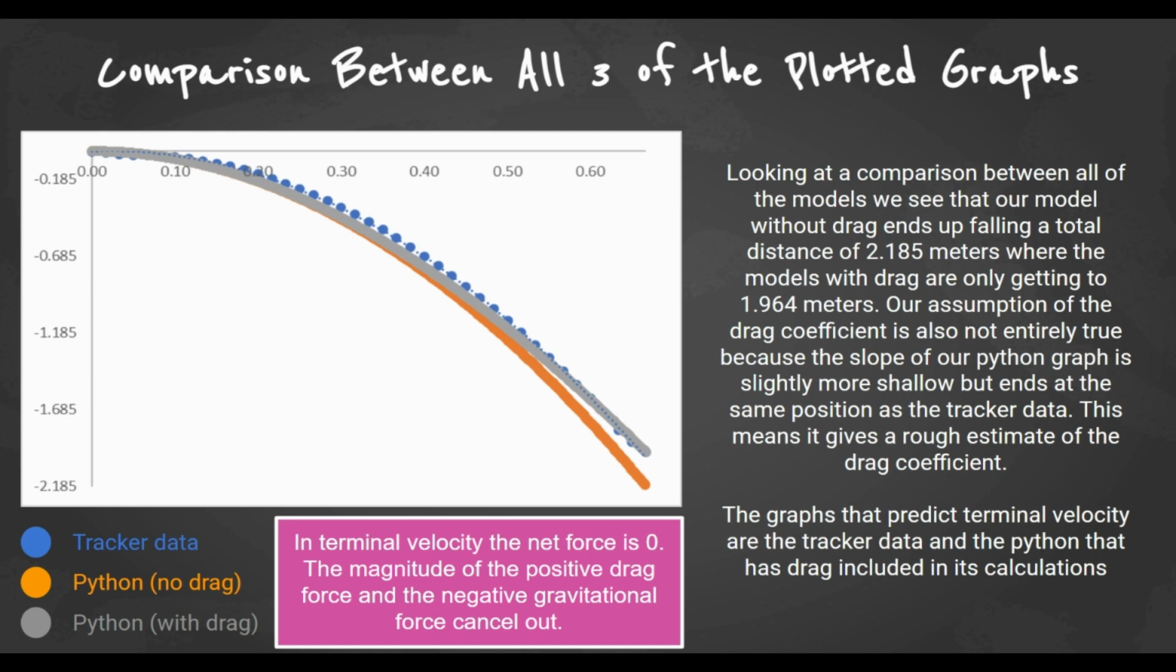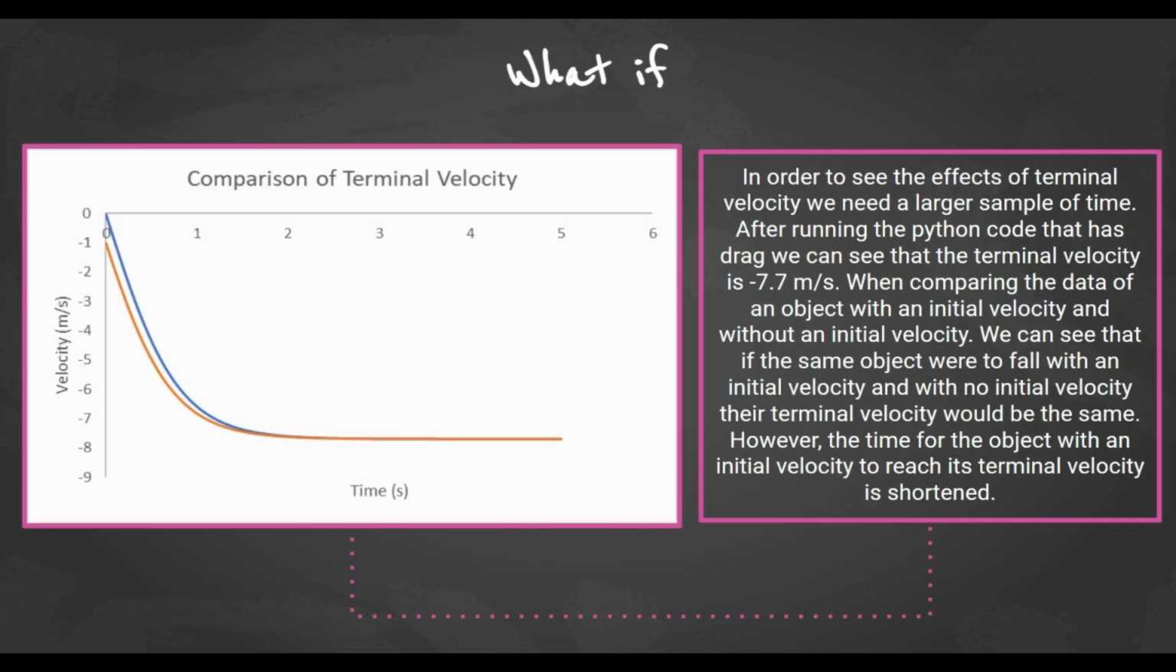But after that, the two graphs that do predict terminal velocity are both our Tracker data and our Python that has drag included. Terminal velocity just means that the net force is zero, so that the magnitude of the drag force is equal to the gravitational force. Like I showed in our free body diagram, those arrows will have the same magnitude, and it will cause it to have no more acceleration, but it will still be traveling at a certain velocity. That's why it's terminal velocity. It's just not going to continue to speed up. It'll continue at this velocity, but it won't be accelerating anymore.